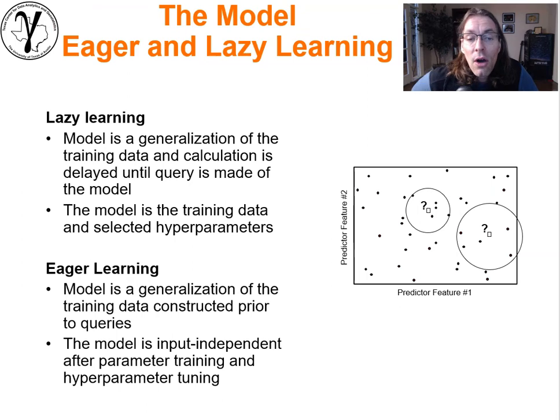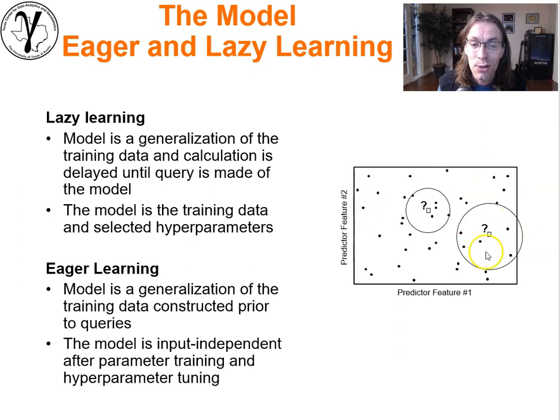Now, there's another important concept here. If you step back and wonder, okay, we've already explained how to build the model. What actually is the model in the case of k nearest neighbors? The point I'd make right now is that it is a lazy model. It's lazy learning. What that means is the model is a generalization of the training data, yes. Calculation of the actual response prediction is really delayed until you query the model, until you actually ask the model for an answer.